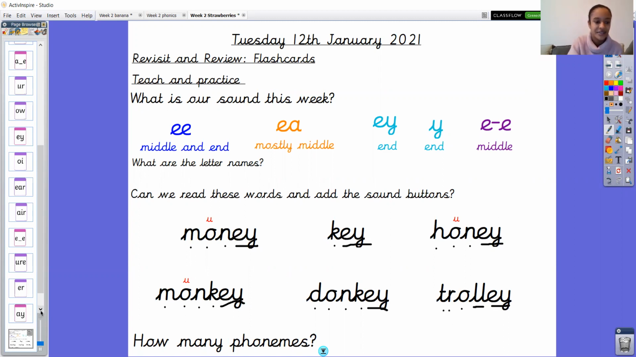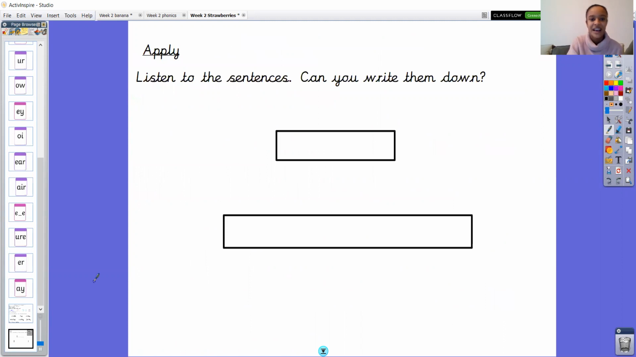Now, your next job this morning is, I have got two sentences and they are hidden underneath my boxes. So I'm going to say the sentences and I'd like you to write them down and then I will reveal what is underneath. Okay, so can you see that the first one's a little bit shorter than the second one? So I'm getting you warmed up, ready for a longer one.